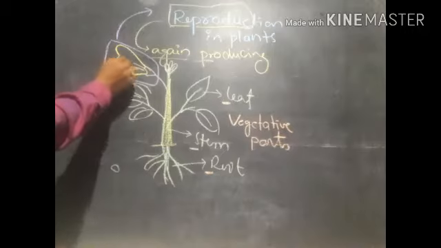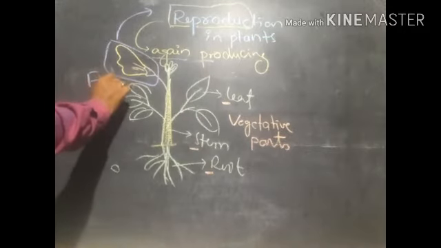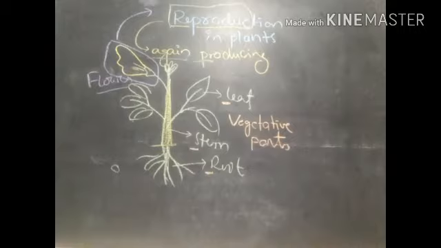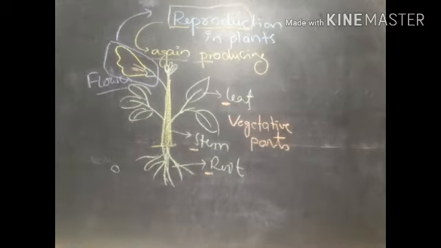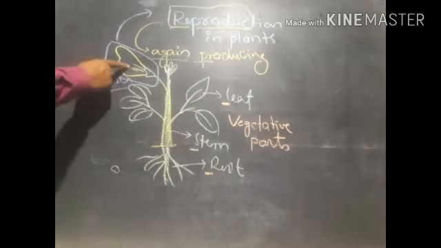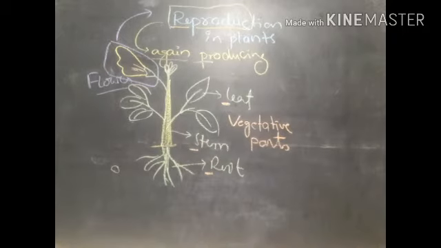Reproductive part. So why is the flower considered the reproductive part? Let us see. The leaf, stem and root of the plant are unable to produce a new plant, whereas the flower of the plant can produce another plant. Flower has the capacity to produce another plant by producing fruit and seed. So that's why the flower is called the reproductive part and the remaining parts are called vegetative parts.